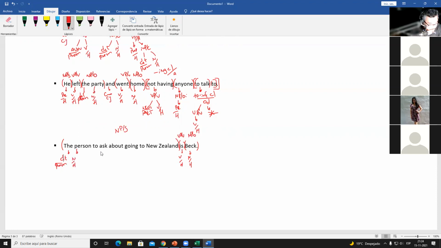And here we have our non-finite clause. To ask about going to New Zealand. To ask, about, going to New Zealand. This is a prepositional phrase. And inside of that prepositional phrase, you have the other non-finite clause. Be careful, because inside of prepositional phrases, I always told you you're going to find noun phrases as complements, but now I'm telling you that you can also find non-finite clauses, right?